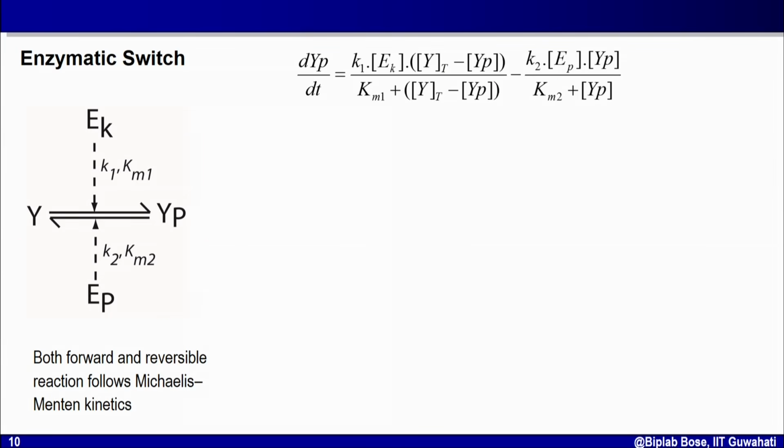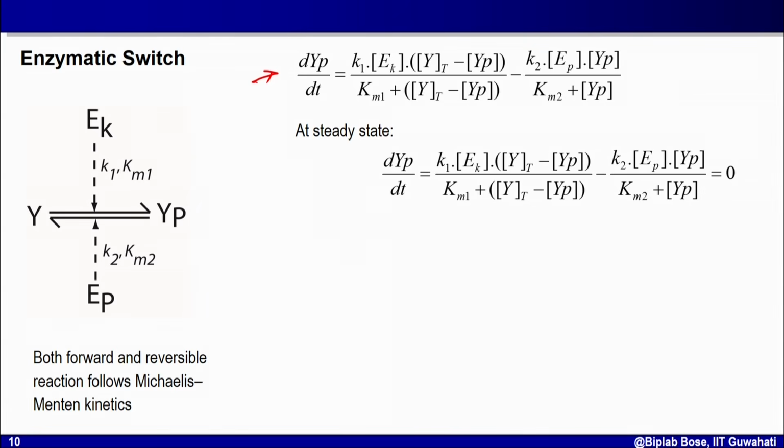So, let us clean it a bit. What I have is an enzymatic switch, which is a motif present in enzymatic cascades. Y is becoming YP by a kinase EK and it is getting dephosphorylated by EP. Both are following Michaelis-Menten kinetics and I get an ODE like this, which represents the rate of change of YP with respect to time. Now, let us assume the system has reached steady state. I want to characterize the steady state behavior of this system. So, that means dYP/dt will be 0.